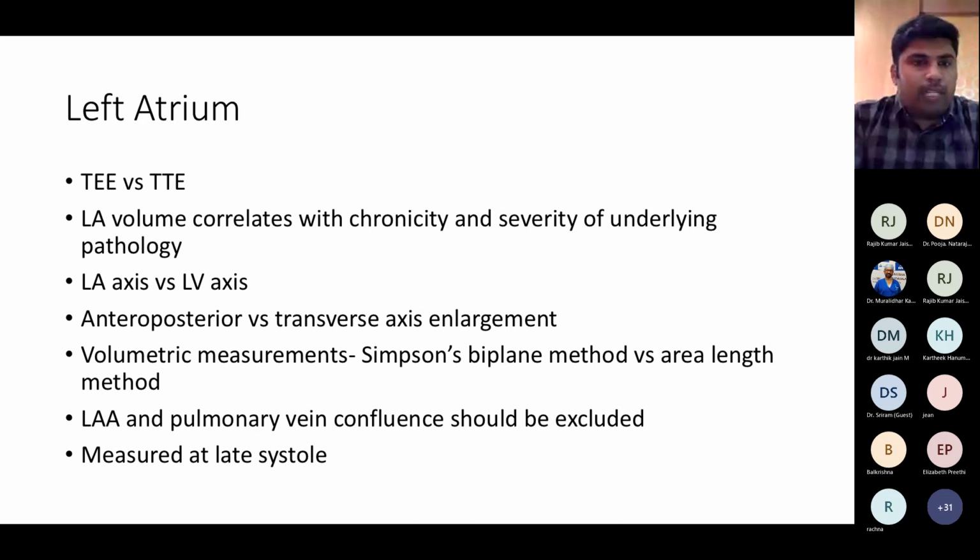So next coming the quantification of left atrium. Left atrial quantification is not easy with transesophageal echocardiography because of the sector shape of the ultrasound waves, which doesn't include the whole of the left atrium, and the proximity of the ultrasound probe to the LA causes foreshortening of the left atrium. The calculation of LA volume is important because it gives an idea about the chronicity and severity of the underlying pathology such as diastolic dysfunction or mitral stenosis, etc.